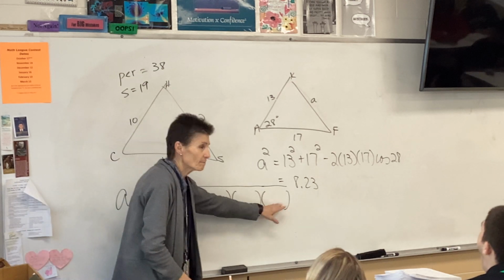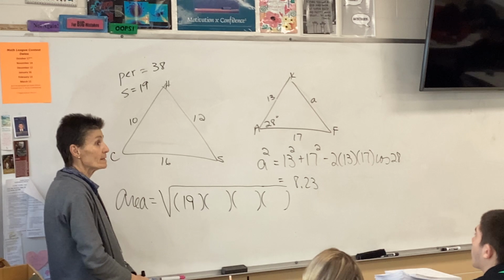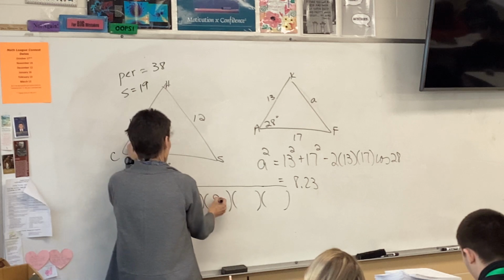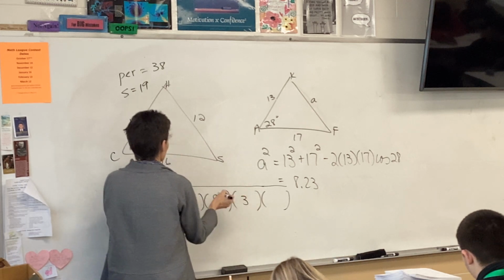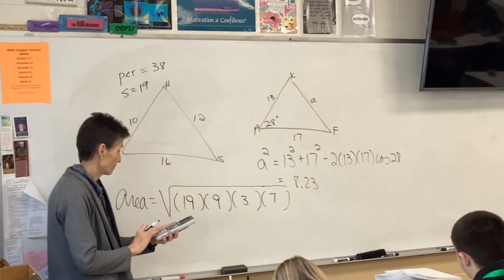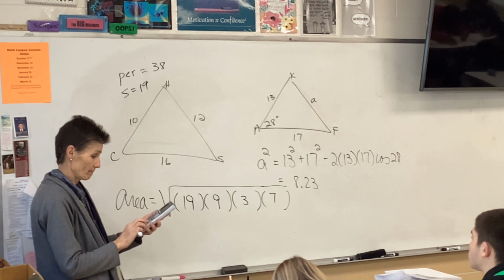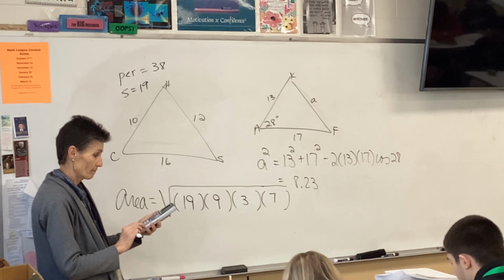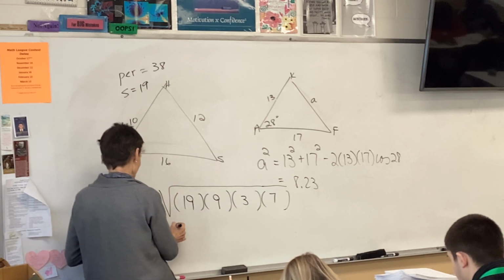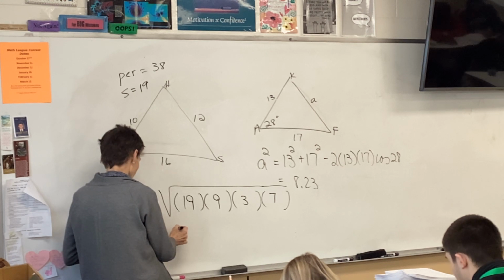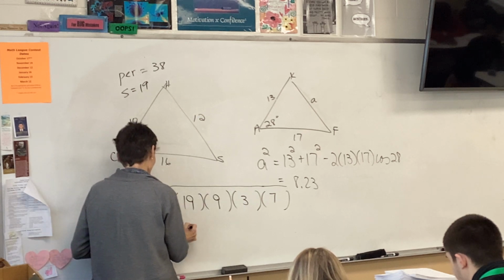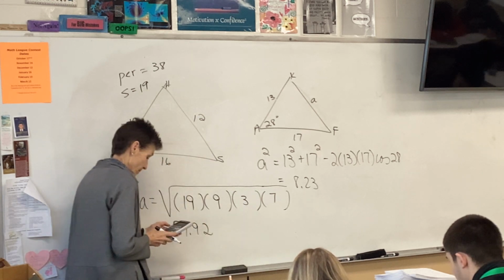Then, what goes in these? We subtract each side from 19. So 19 minus 10, minus 16, and minus 12. Somebody tell me what you got for this area. 19.96. 59.92. I got 49.92.